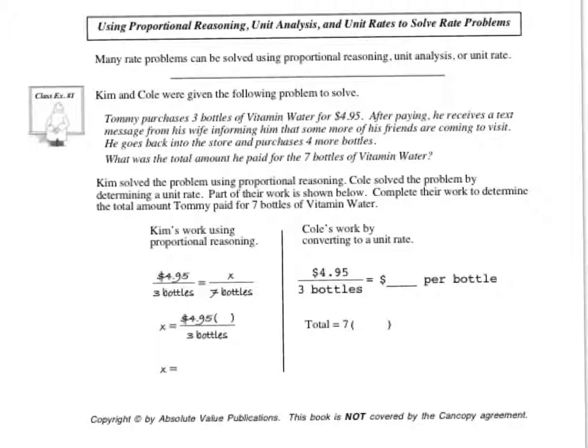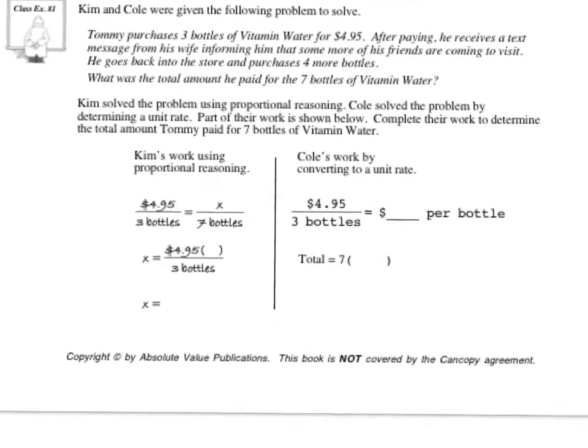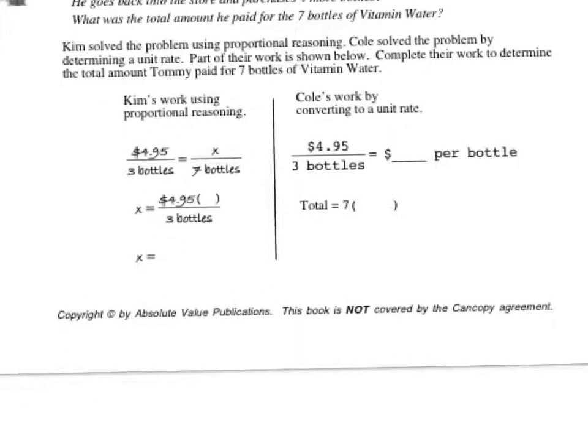Kim solved it using proportional reasoning, and Cole solved the problem by determining a unit rate. Part of their work is shown below. Complete their work to determine the total amount Tommy paid for the 7 bottles. So, Kim's work using proportional reasoning.